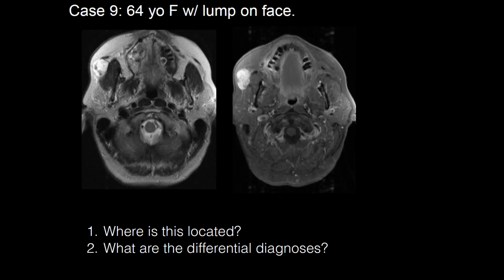Okay, this is a patient with a lump on the face. It's located anterior to what muscle here, Tim? Masseter. Masseter, yeah. And where do you think it could be arising from? What are your differentials? So it looks like it's below the subcutaneous fat.